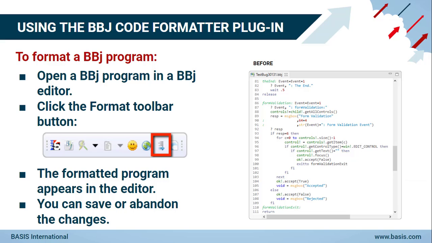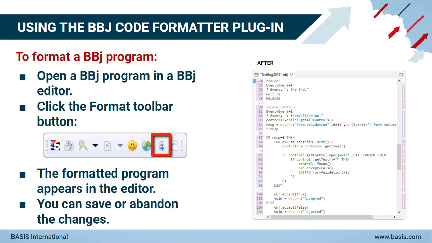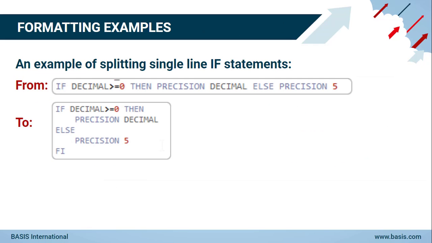So, how do you use the BBJ code formatter? To start off, open a BBJ program in a BBJ editor. Click the Format Toolbar button, which is located directly above the open source file with the rest of the BBJ utilities. After a brief moment, you will notice the code that's open in the editor will be formatted. You can either save the file if you like the changes that were made, or revert back to the original file.